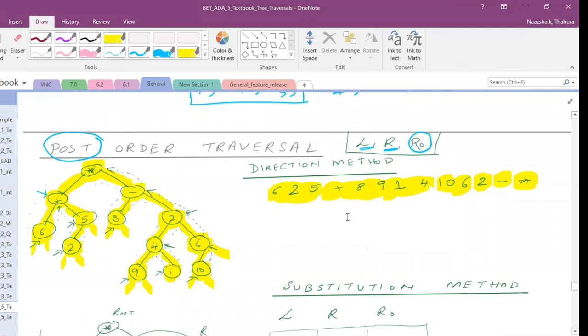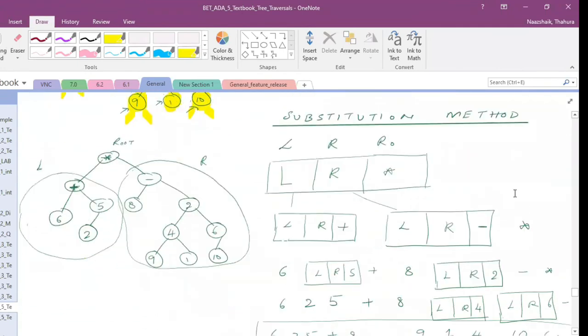Okay. We'll do the same thing with the substitution method. Write down your rule: left, right, and then the root. Left and right, you need to substitute. Root, you can put it directly. Let us expand. So you have left. You can put it directly because there's nothing further to expand. Then on the right side, you have something, you need to expand that. And then you can just put the root. So this we are done.